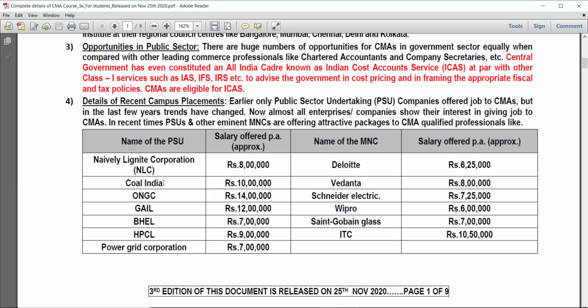So NLC, Coal India, ONGC, GAIL, BHEL, HPCL, Power Corporation, NBCC. All these are PSUs, and these are all the organizations. Deloitte, Vedanta, Wipro, Saint Gobain, ITC. These are all MNCs. If you observe one thing, the salary package being offered by certain PSUs for a qualified CMA is around 8 to 10 lakhs.